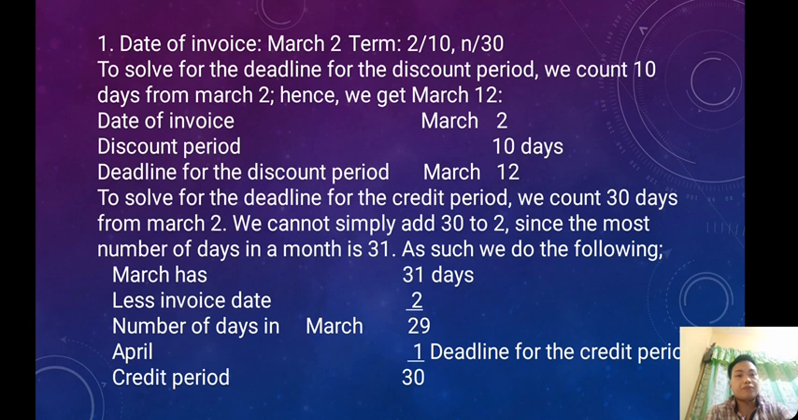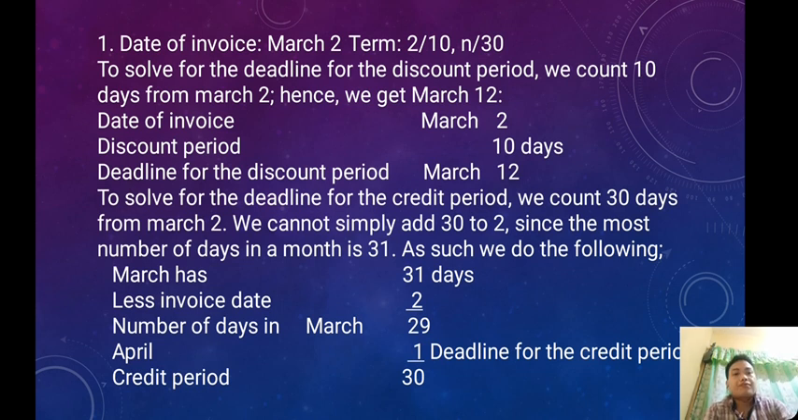Next, to solve for the deadline for the credit period, we count 30 days from March 2. Since we cannot simply add 30 to 2, because the most number of days in a month is 31, we do the following. March has 31 days, less the invoice date of 2, so the number of days remaining in March is 29. It means that the deadline for the credit period is April 1, since the credit period is 30 days.